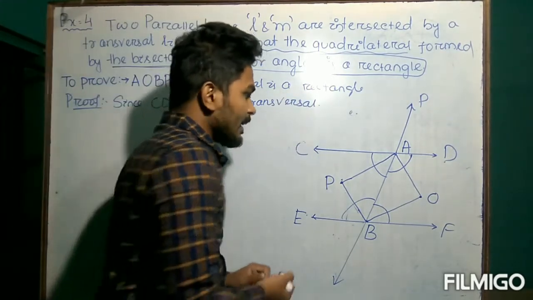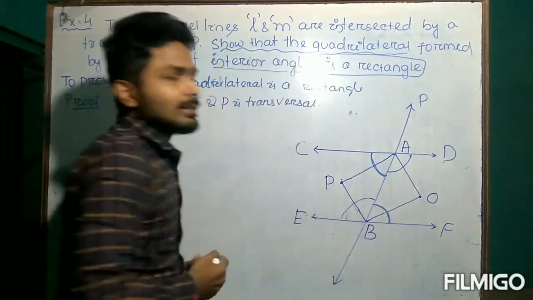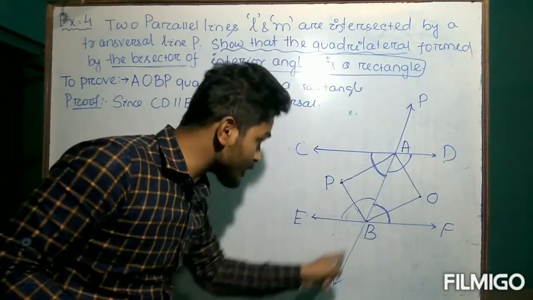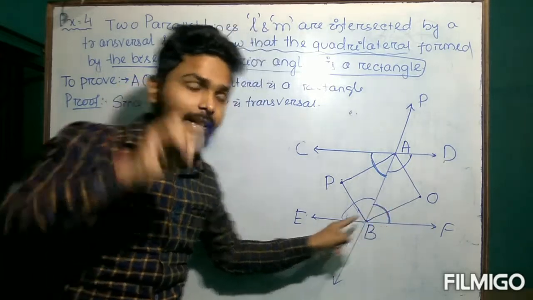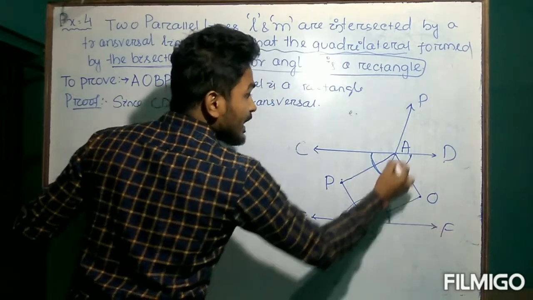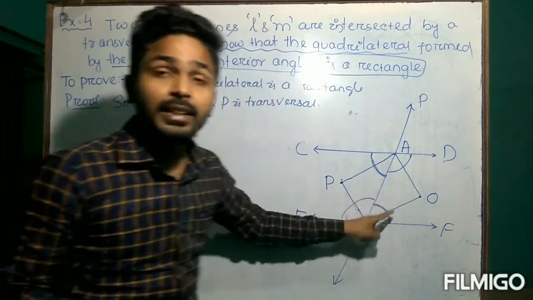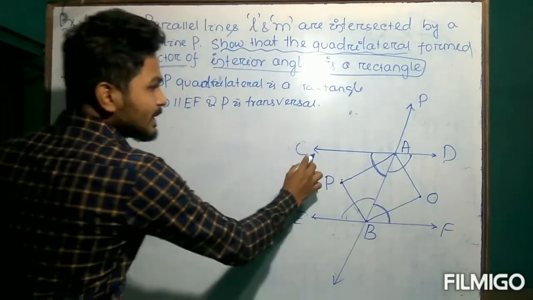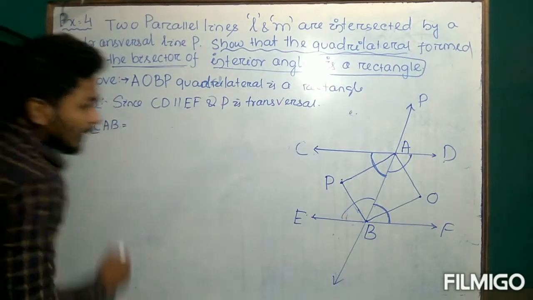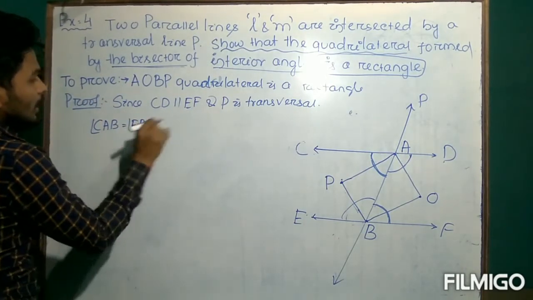Then tell me, this angle and this angle are known as what? They are known as alternate interior angles. If these two lines are parallel and this is the transversal, then these two are alternate interior angles. So we can write angle CAB and angle FBA are equal, because alternate interior angles are equal. So angle CAB is equal to angle FBA. Understood?